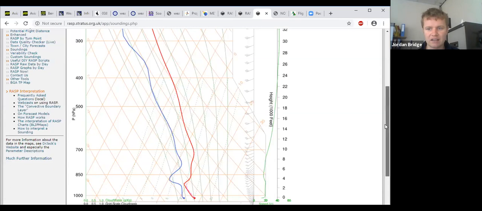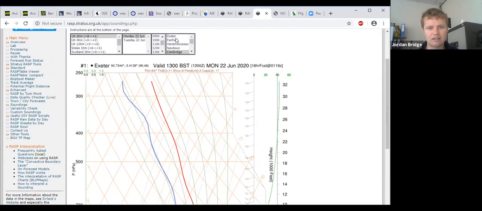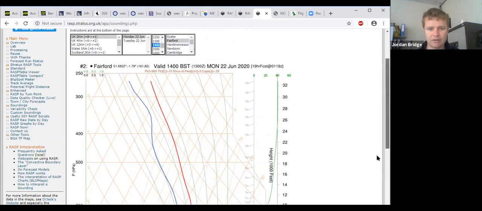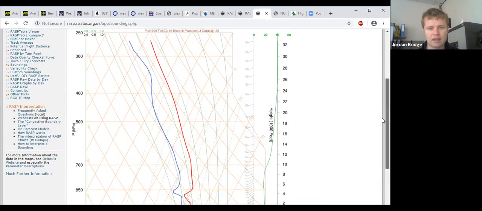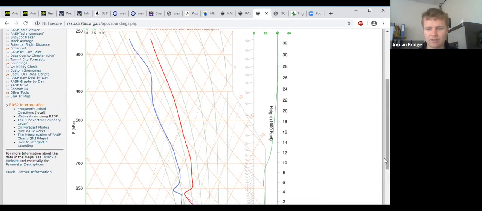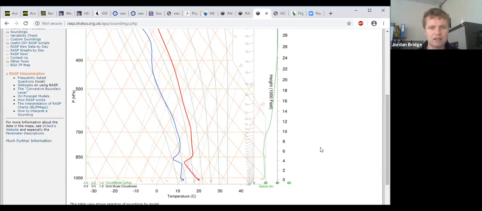And finally, let's look at another one. Let's look out towards the west. Fairford at 2 o'clock, broadly similar, maybe just a little bit lower. And it doesn't really show too much frontal activity from that warm front as it weakens. So yeah, good across a wide area, but north and northeast are probably better.